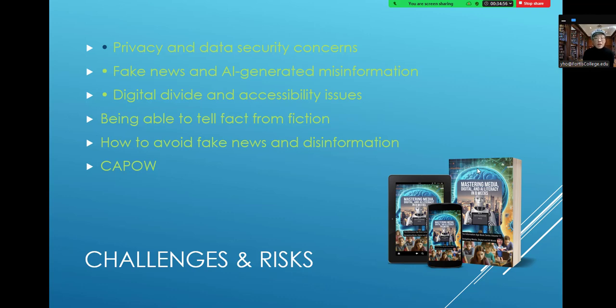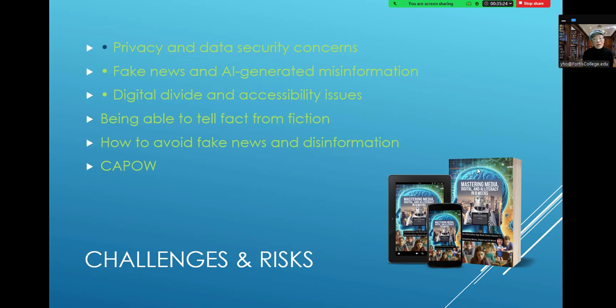And then you have to be aware of fake news and AI-generated misinformation. And then you have to be aware of the digital divide and accessibility issues. And for media literacy, being able to tell fact from fiction, so you don't believe everything that you read. And then you have to fact check to avoid misinformation and disinformation. And of course, CAPOW. And so I mentioned that previously.